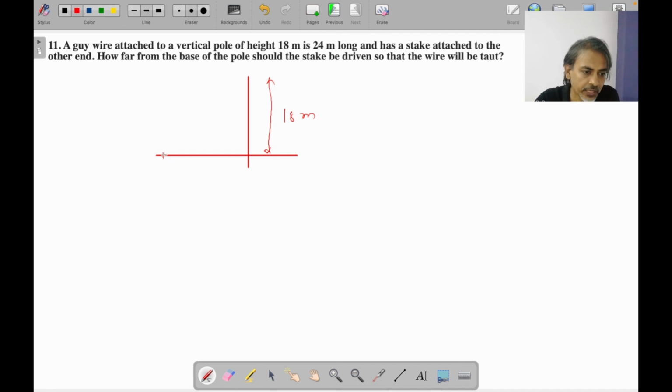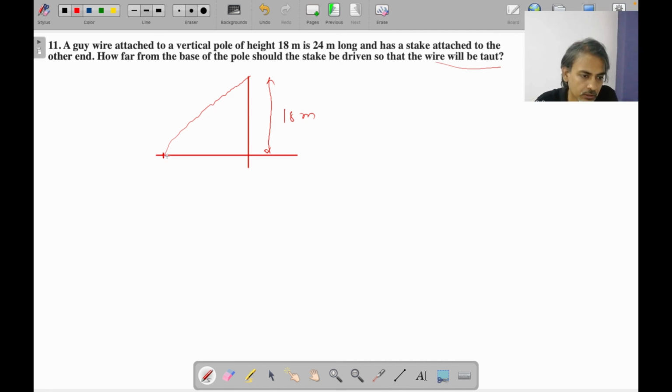And this wire is attached to this end, and it is saying that the wire should be taut. So it should not be like this. It should not be a little curved or something like that. Rather, it should be very, very taut, right?